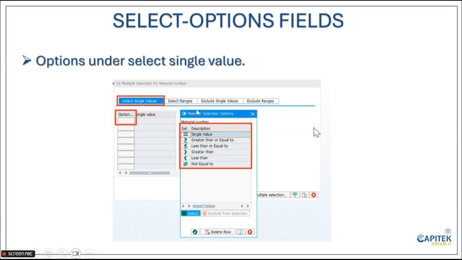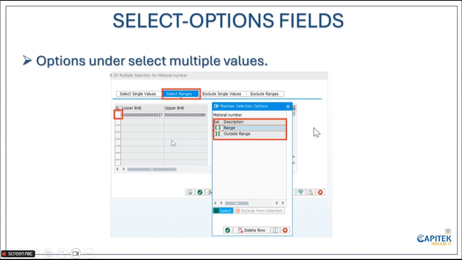Next, this is about the single values. Single values means I give material number 1001, I give material number 1002, I give material number some 5001. So these are the single values. And next, these are the ranges. Ranges means your lower limit will be there and upper limit will be there.